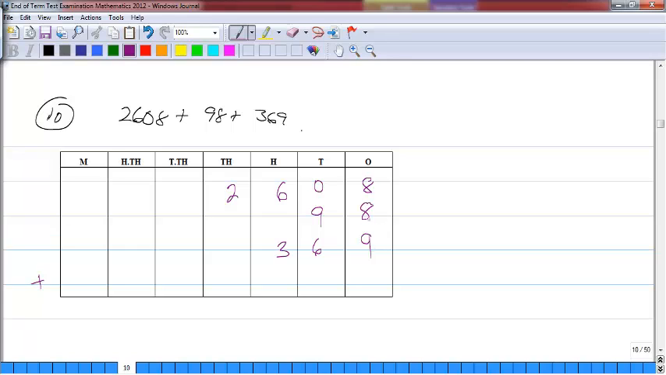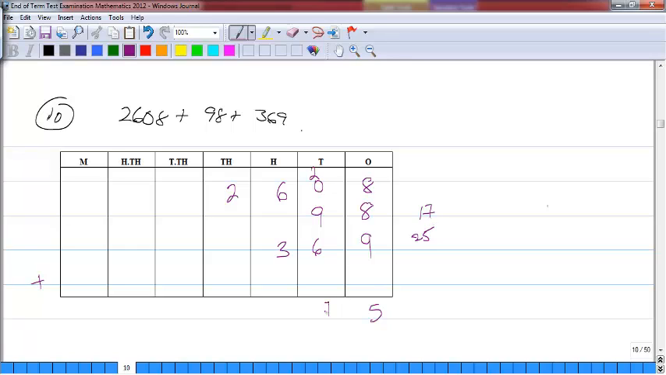9 and 8 would make 17. 17 and 8 would make 25. So I can put my 25 outside here. I would set down my 5 and carry my 2. 9 and 6 would make 15. 15 and 2 would make 17.